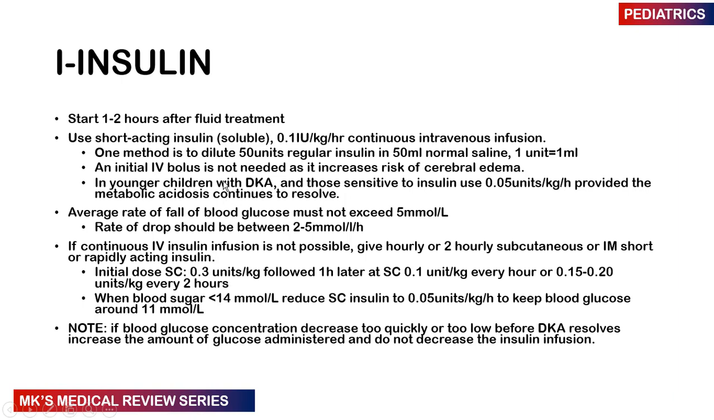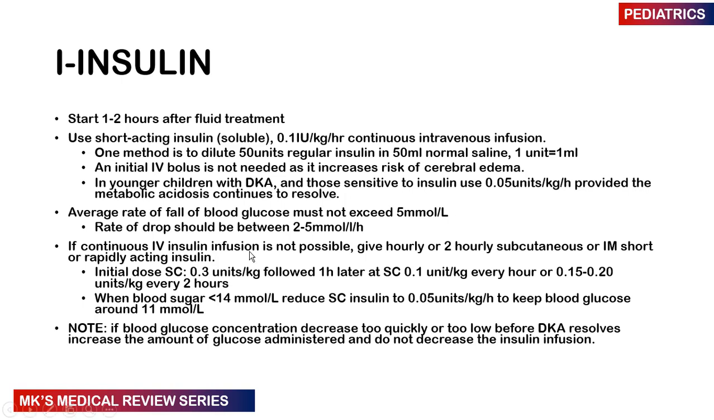Then an initial bolus is not needed for this because it is increasing the risk of cerebral edema. Then in younger children and those that are sensitive to insulin, give a dose of 0.05 units per kg per hour, provided that the metabolic acidosis is resolving and the blood glucose is dropping. You want to aim to drop the blood glucose between 2 to 5 millimoles per liter per hour. It should not exceed 5 millimoles per liter per hour, because if it exceeds this, then it's dropping too quickly. The child can easily go into hypoglycemia. And remember that hypoglycemia will definitely kill you. Hyperglycemia may take some time to kill you, but hypoglycemia kills much quicker.